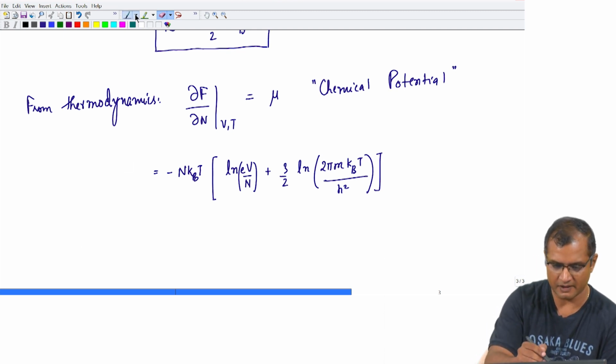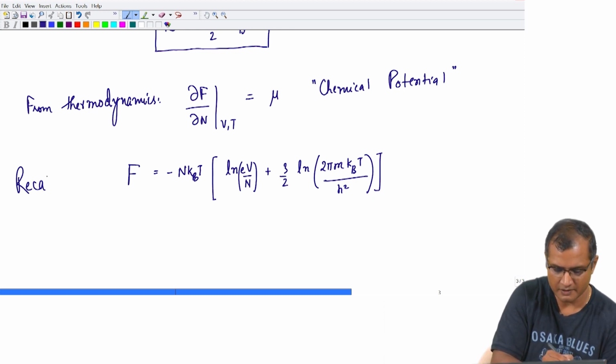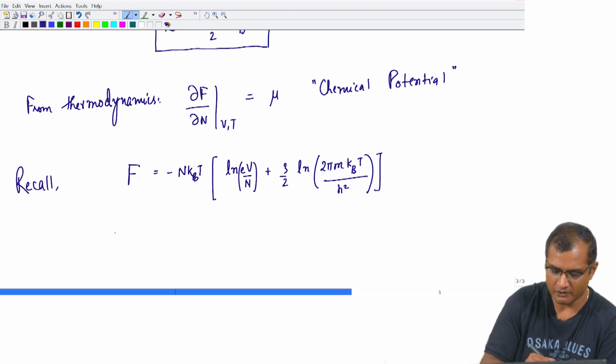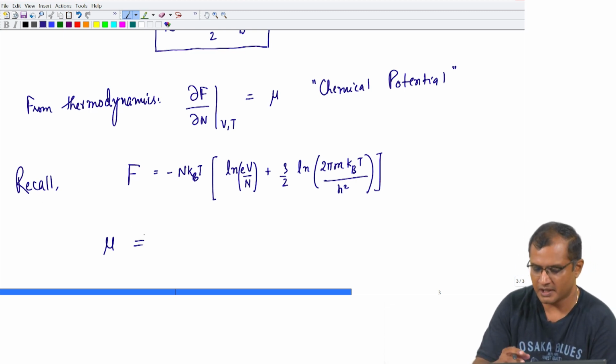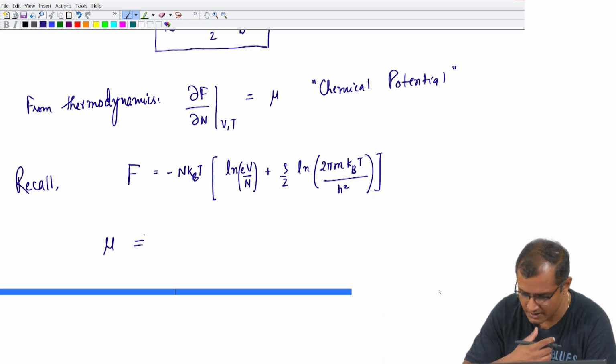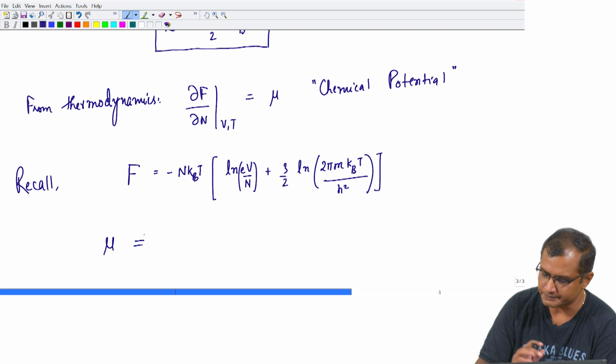So this is my free energy expression. You recall that your free energy is basically this expression. And from here, if I want to compute the chemical potential, I have to take the derivative with respect to n at constant V and T. Let us do that first. So, again you can see here that I am going to do it.